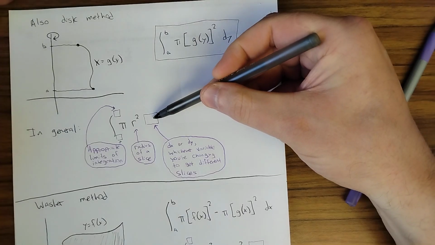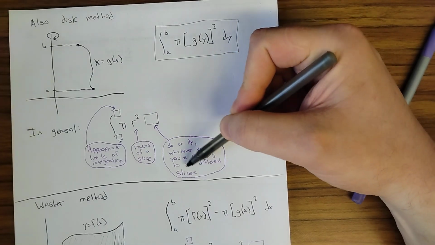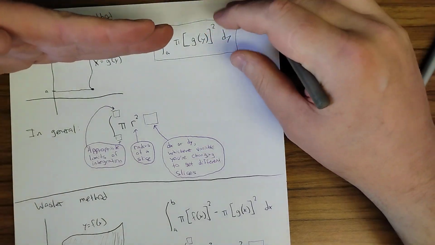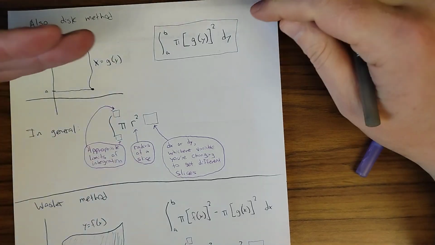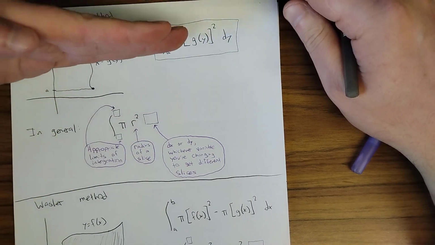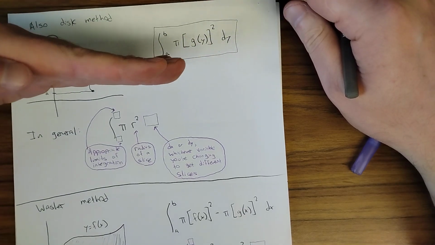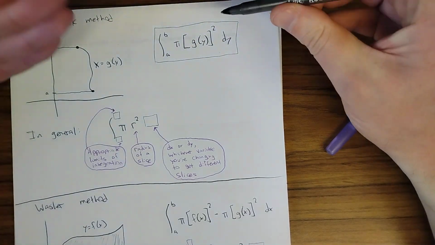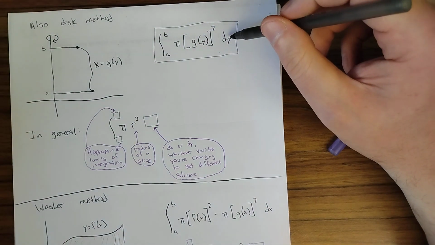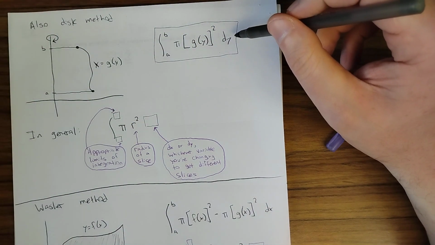And then you're going to need to fill this in with either dx or dy, and that's whichever variable you're changing to get different slices. Like here, I put a dy, and that's because I'm changing y to get different slices. I could take my slice here, or I could take my slice lower, and what I'm doing is changing the y value when I move my hand up or down.